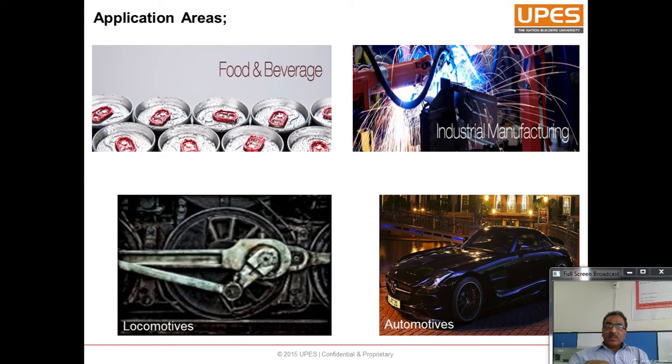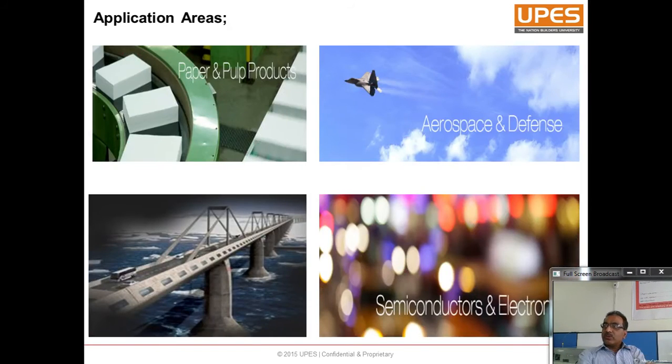Now there are some application areas, which include food and beverages. Then we have industrial manufacturing, that is fabrication. Then automotive industries, then locomotives. So the areas are very wide for a production engineer. Wherever there is industry, almost in every industry, a production engineer is required for effective planning and effective functioning.